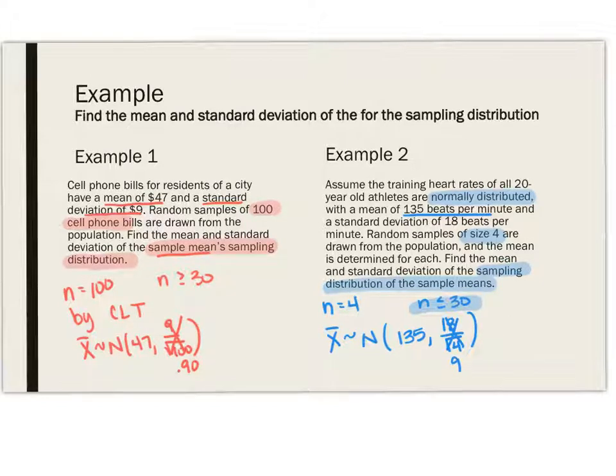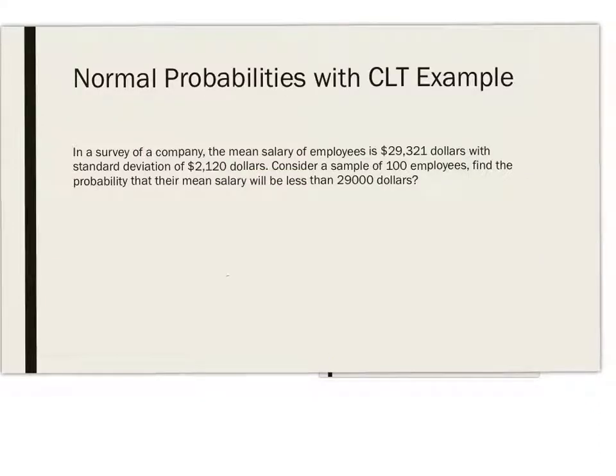Now, I wanted to cover how to find the standard deviation and the mean of a sampling distribution of means right now. We're going to use these facts to find normal probabilities next, in the next examples. So let's look at this example.